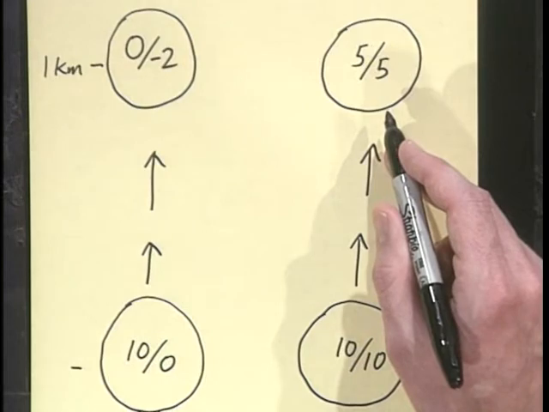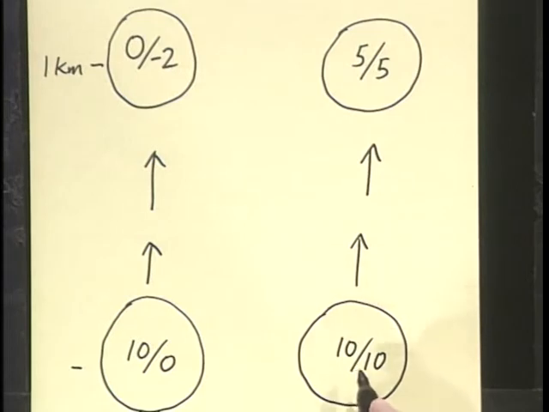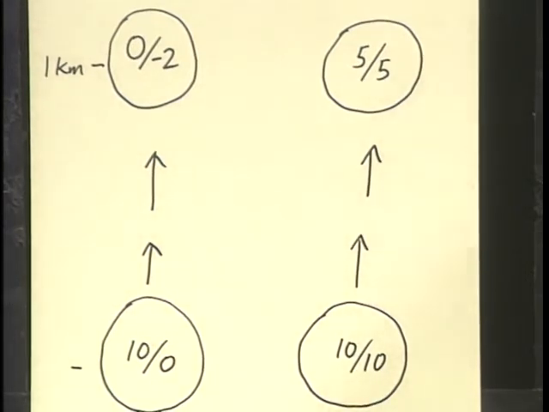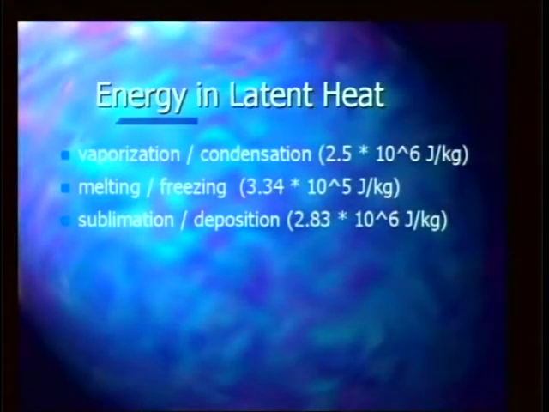So in a thunderstorm type environment where you have instability and an unstable atmosphere, it helps to have moist saturated air near the surface. The amount of energy in a latent heat process is different depending on what the process is. Vaporization and condensation have 2.5 times 10 to the 6 joules per kilogram. Melting and freezing release and absorb a lesser amount of energy, just 3.34 times 10 to the 5th. So there's a big difference here.